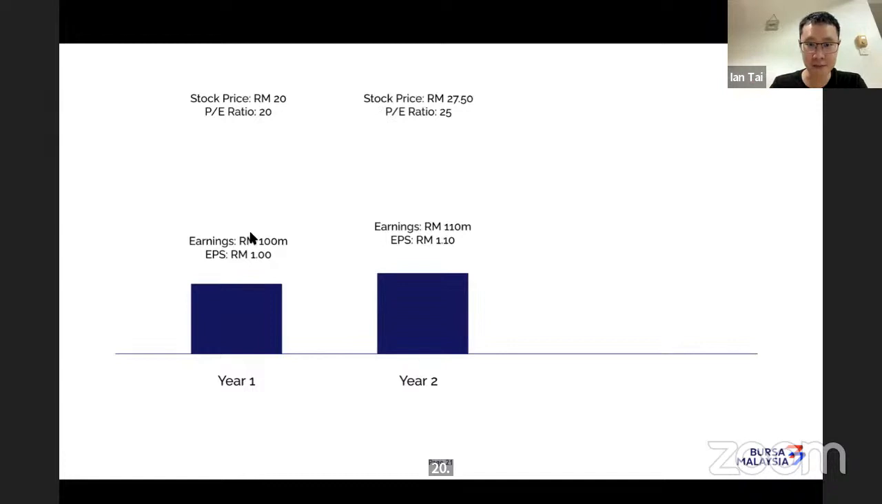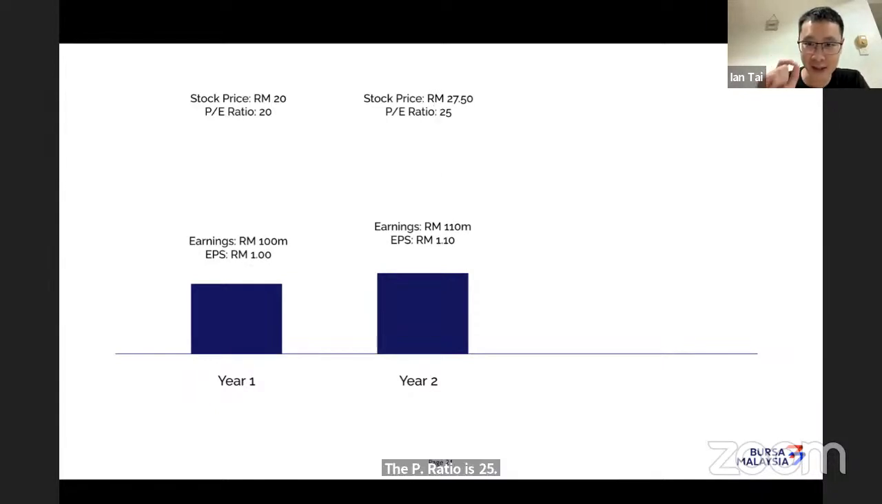Then the following year, year 2, the company has made some growth in terms of earnings. Its earnings grew from 100 million to 110 million. Earnings per share increased to 1 ringgit and 10 cents. The stock price has increased to 27 ringgit and 50 cents. So if we take 27 ringgit and 50 cents divided by 1 ringgit and 10 cents, your PE ratio is 25.